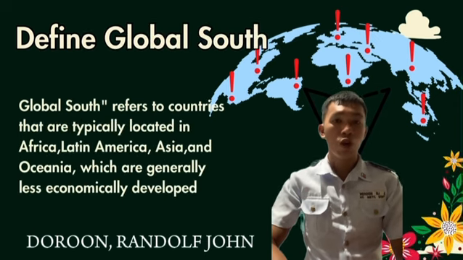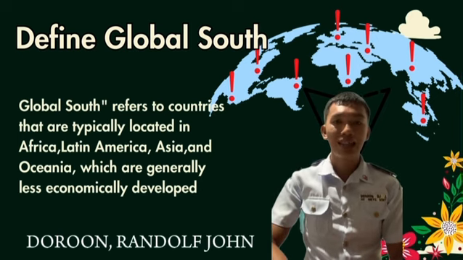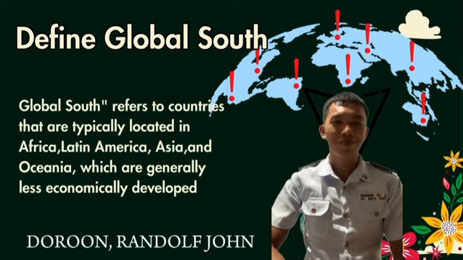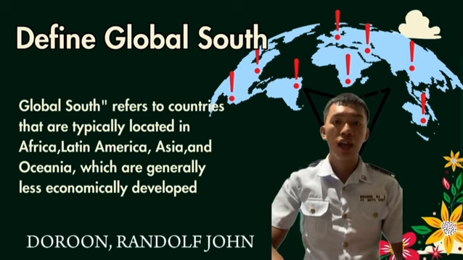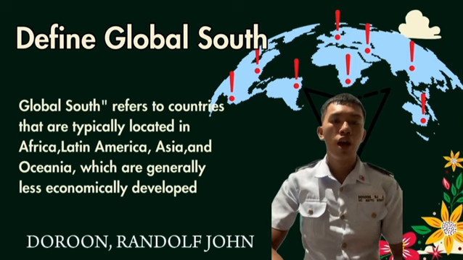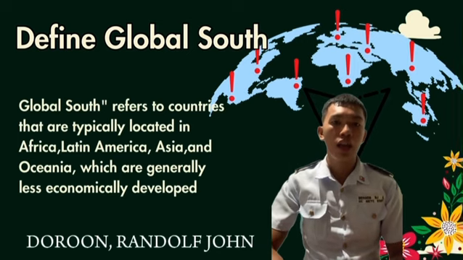Define the term Global South. The term Global South refers to the countries that are typically located in Africa, Latin America, Asia, and Oceania. These are generally less economically developed compared to the wealthier nations of the Global North, North America, Europe, and a part of Asia. The Global South includes a wide range of nations with varying levels of development, but they often share common challenges such as poverty, inequality, political instability, and historical exploitation through colonization.